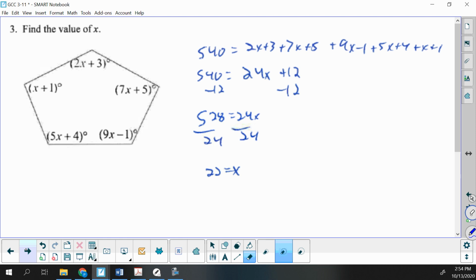In 3, we've got a 5-sided figure. So 5 minus 2 times 180. That would give us the 540, or we had those on our chart from class. Add up all the insides. You get 24x plus 12, subtract the 12 over, divide by 24, you get x is 22.